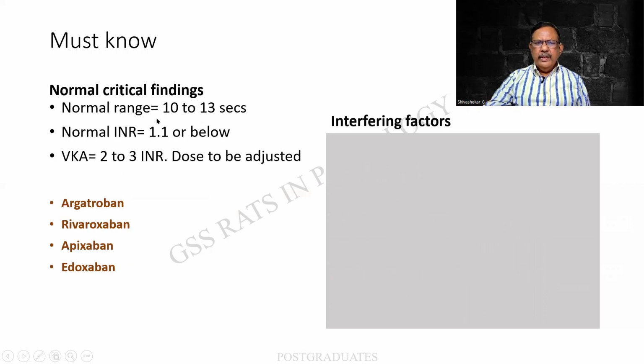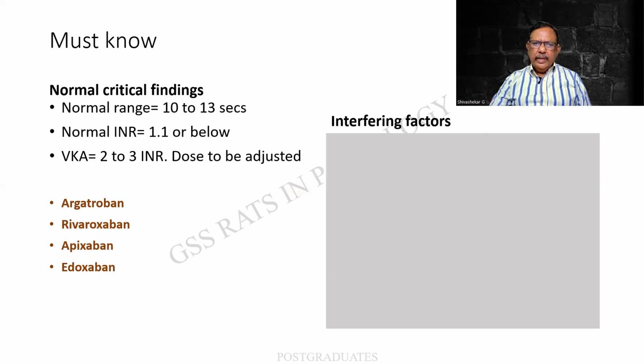The normal critical range is 10 to 13. Some books give it as 10 to 15 seconds, but then it all depends on the type of thromboplastin that is being used. Normal INR is 1.1 or below. And you find that there can be an increase of 2 to 3. The dose has to be adjusted whenever there is going to be a therapy that is done. Also, you find that these are all some drugs which are given for thrombolysis. Therefore, care should be taken.